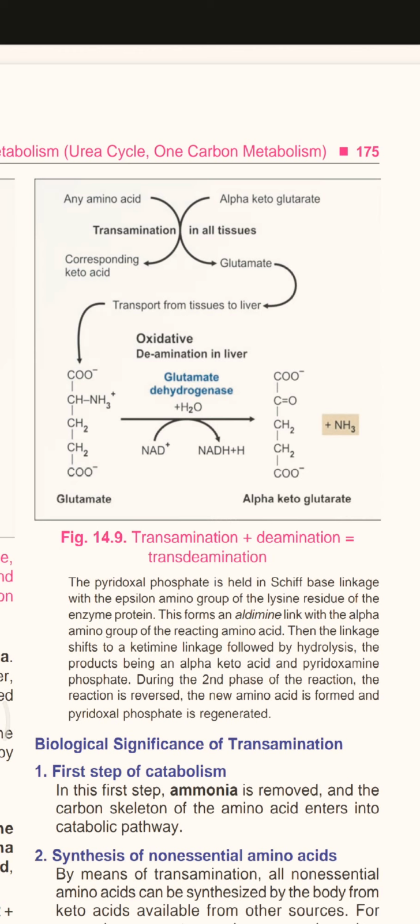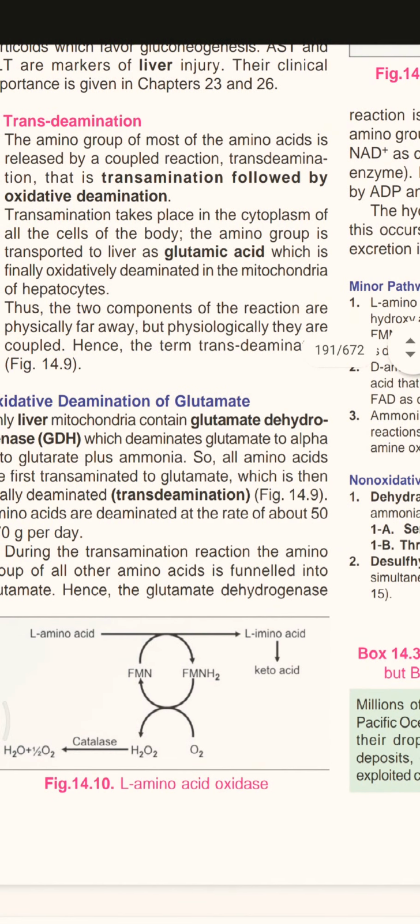Now, minor pathway of deamination. You can see in figure 14.10, L-amino acid oxidase will act on all the amino acids except two. They are hydroxyamino acid and dicarboxylic amino acid. It will use FMN as coenzyme, and the peroxide formed in this reaction is decomposed by catalase in the peroxisome. It is clearly given in figure 14.10.